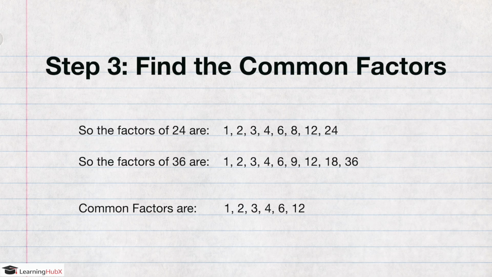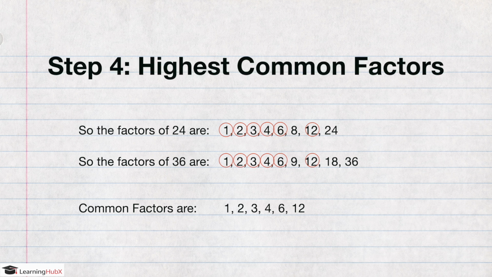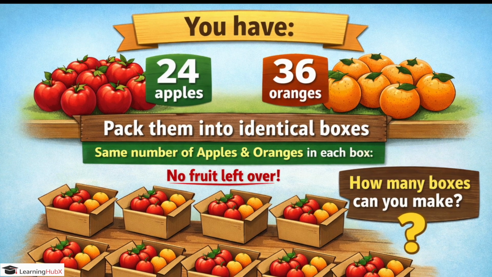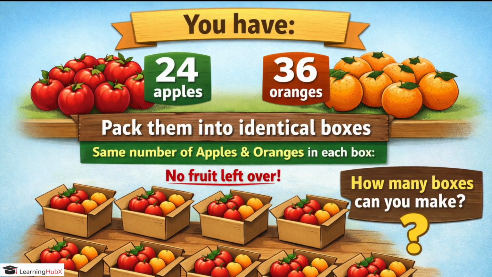Now step 3, find the common factors. Common factors are 1, 2, 3, 4, 6, 12. Step 4, choose the largest one, the highest common factor. HCF is 12. That means we can make 12 identical boxes.